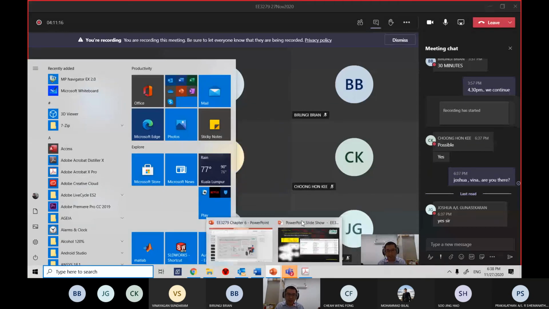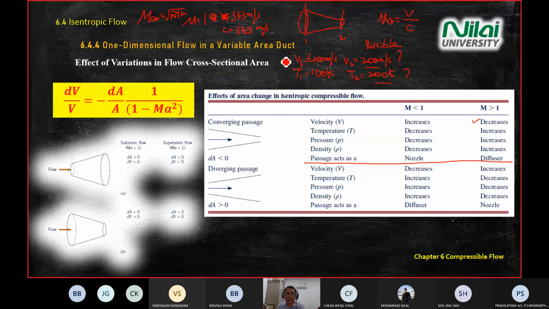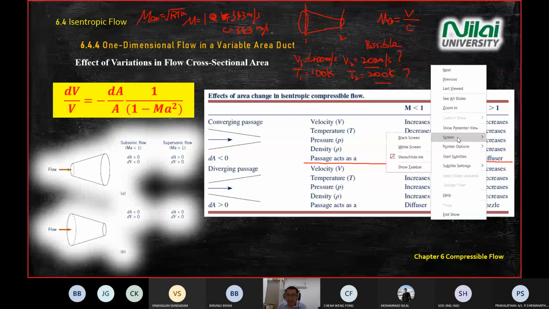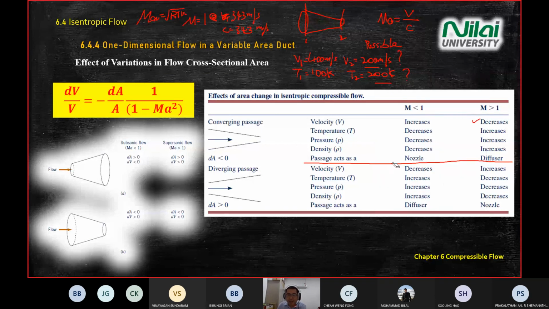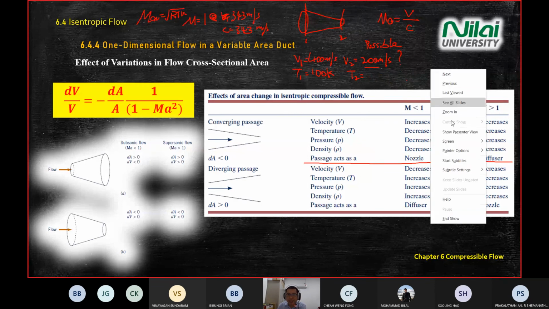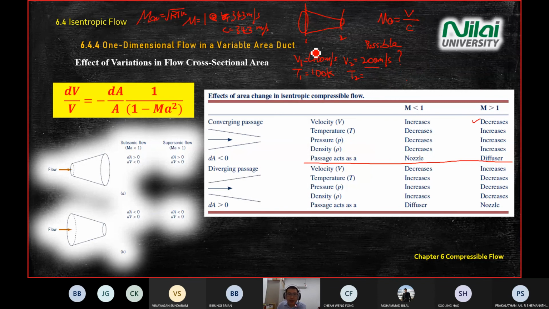Vina, based on the screen I showed you just now, tell me. I changed the parameter. Now, if you're able to answer all these questions, you should have no problem with isentropic flow already, because there's a table for you to refer to.